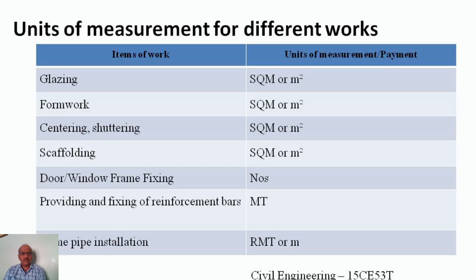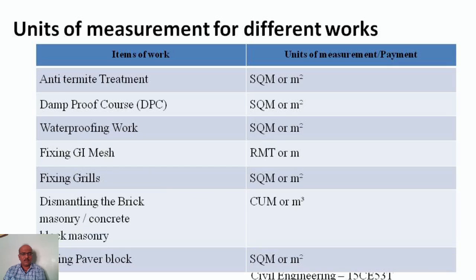The doors and window frame fixing is measured in numbers, whereas the doors and window panels are measured in square meter. But doors and window frame work is measured in cubic meter. The installation of pipelines, sewer lines are measured in running meter. Anti-termite treatment is measured in square meter.